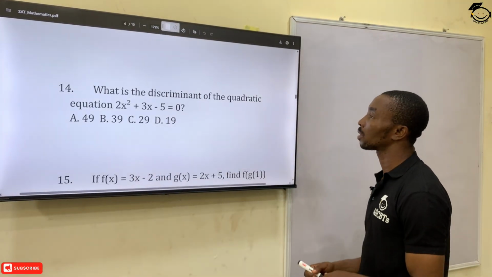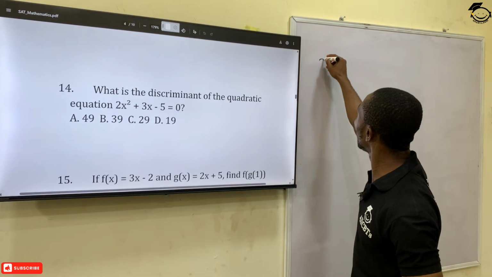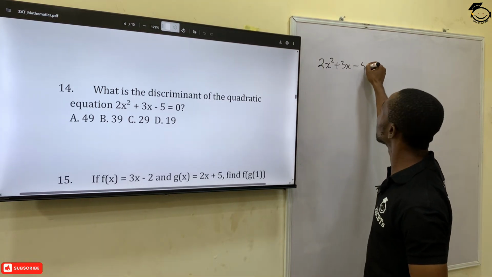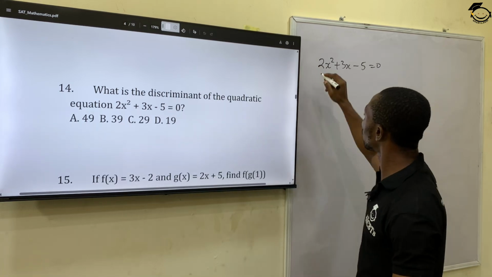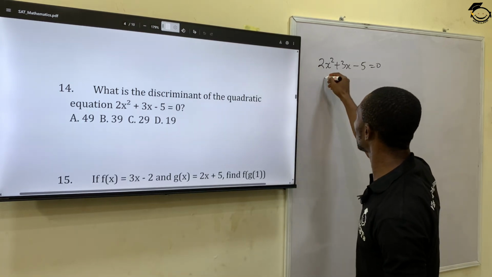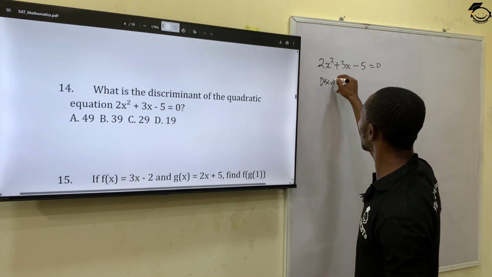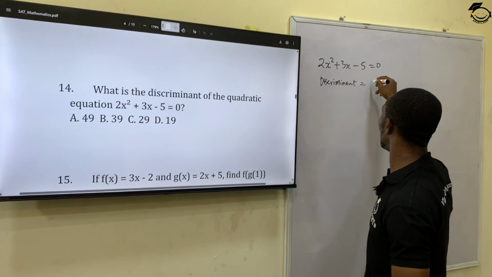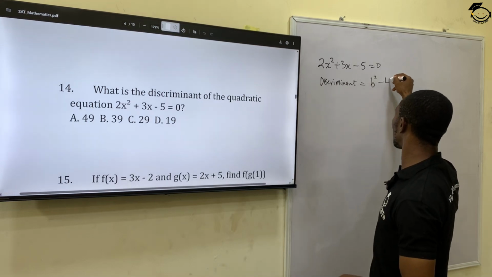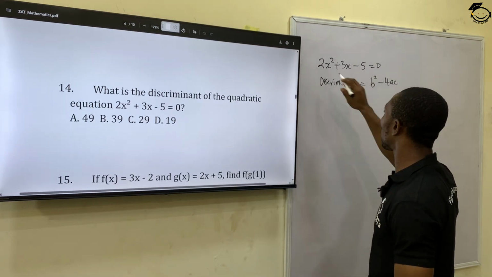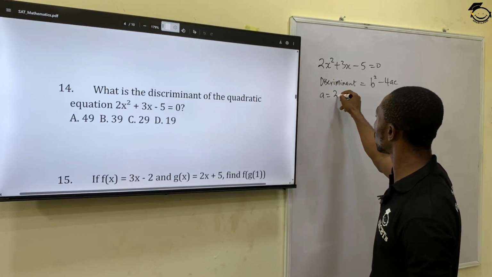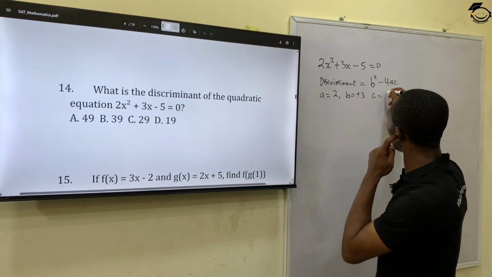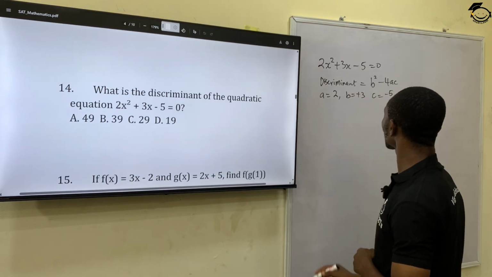What is the discriminant of the quadratic equation 2x squared plus 3x minus 5 equals 0? So for our discriminant, we'll use discriminant would be b squared minus 4ac. Okay, now from this equation, our a is 2, b is plus 3, and c is minus 5.